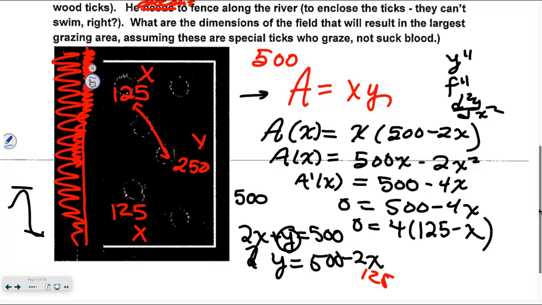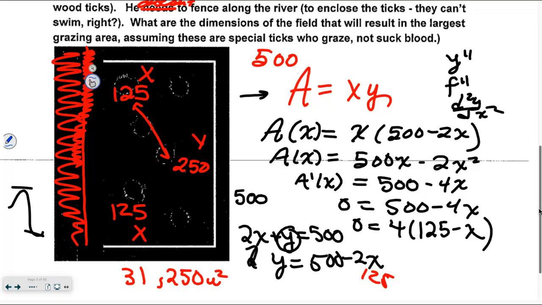So can someone do that for me? I don't have a calculator. I don't have one on my desk real quick. Oh, thank you, Kristen. So whatever 125 times 250 is, I remember from last hour, it's 30,000 something. 31,250 square units of area is the maximum you can get.